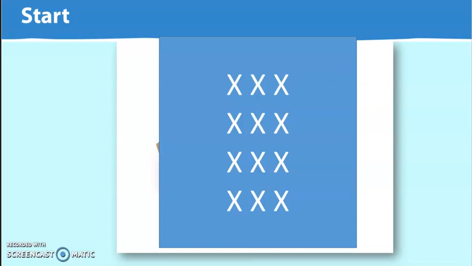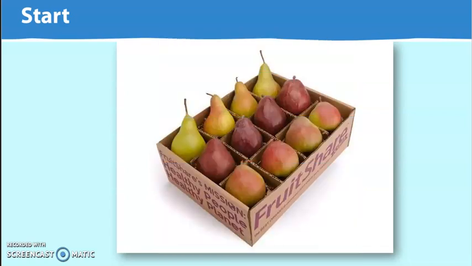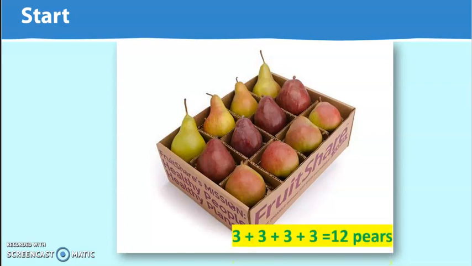How many pears are in the box altogether? Well, since there are 3 in each, and there are 4 rows of 3, my equation would look like 3 plus 3 plus 3 plus 3, and that equals 12 pears. Companies send fruit to people and they have to be in an organized box. This is what a box of pears would look like.